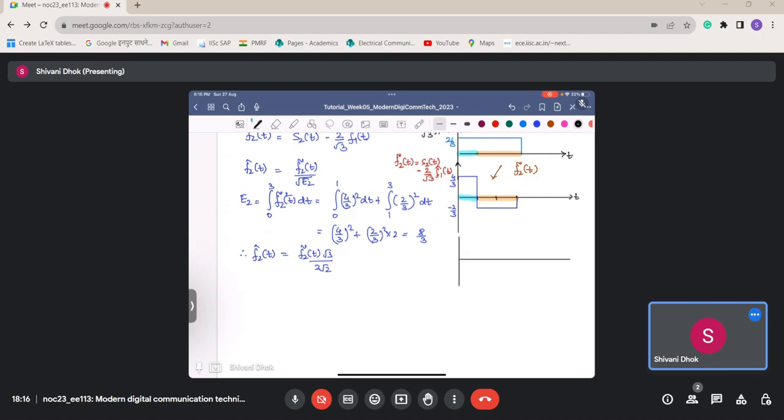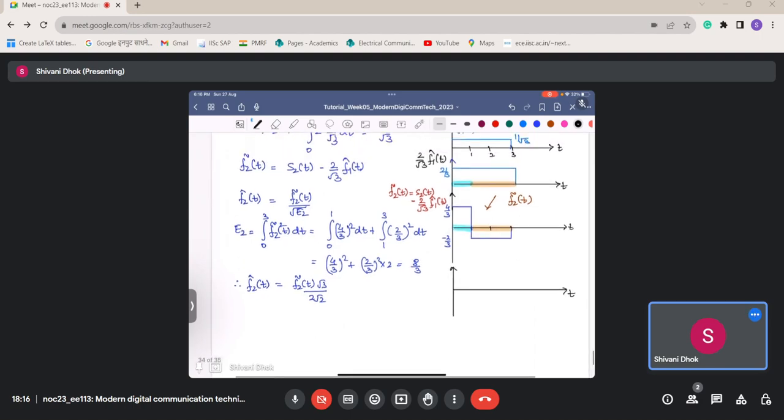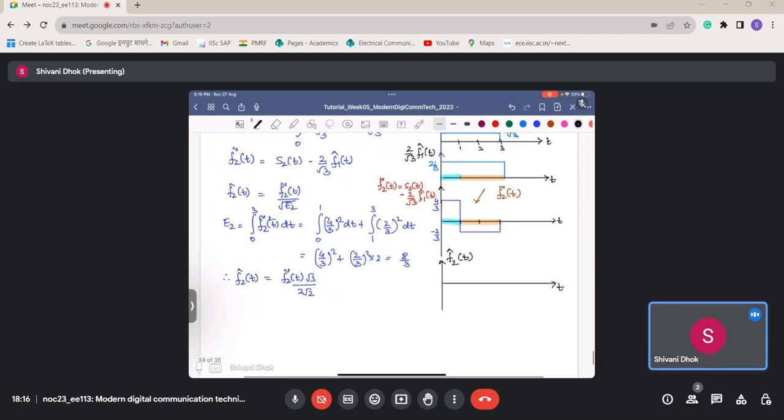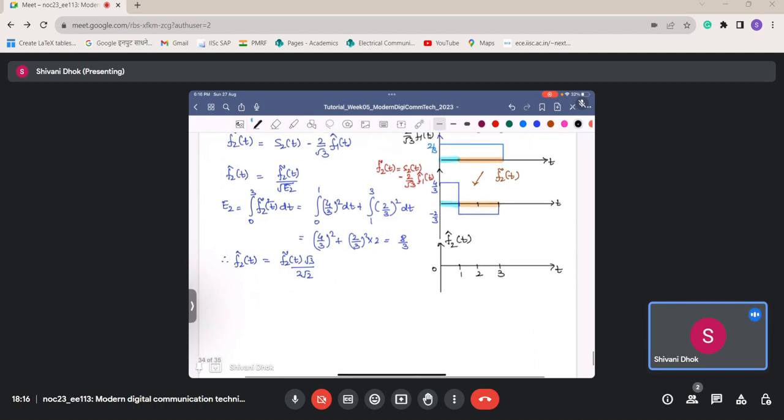This is t. Okay, this is my, this will be f3, f2 hat of t, and this for 1, 2, 3, this is 0. Yeah, so for 0 to 1, again I'll highlight these ranges, 0 to 1, and this is 1 to 2.